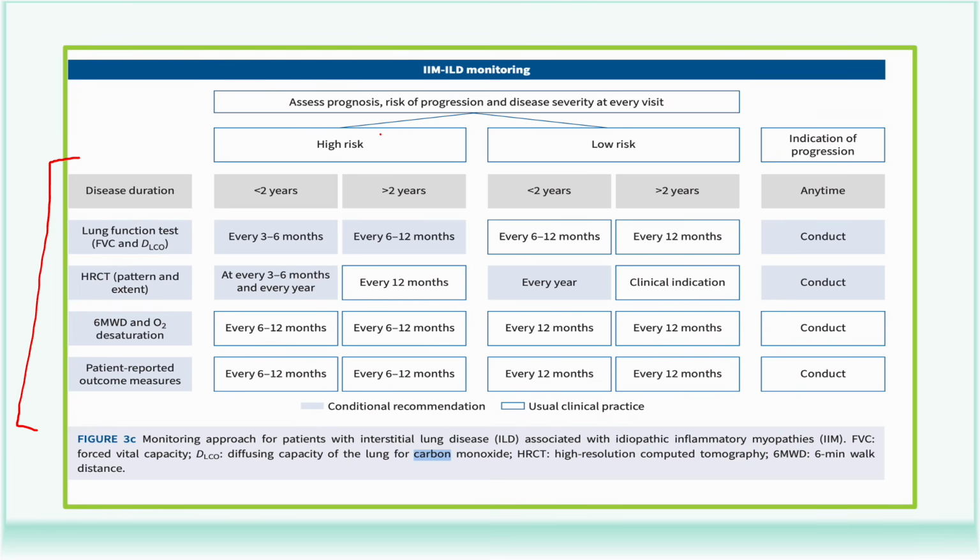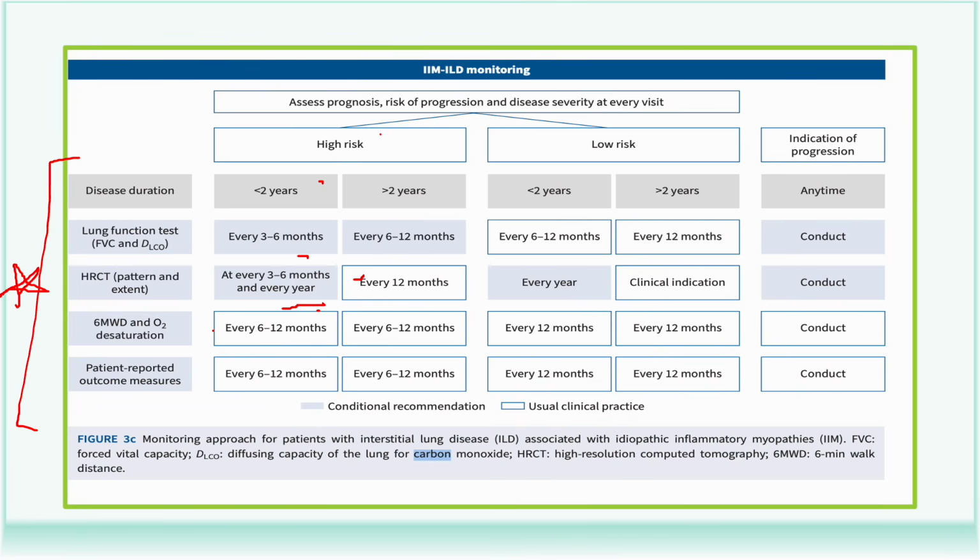And if the risk of progression is high, then we are doing a PFT every 3 to 6 months for the first 2 years, and a CT scan also. And this I want you to note, that here you're also doing a CT scan every 3 to 6 months, within the first 2 years, because of the aggressive nature of the disease. It's only after 2 years have passed that you can do it every year.